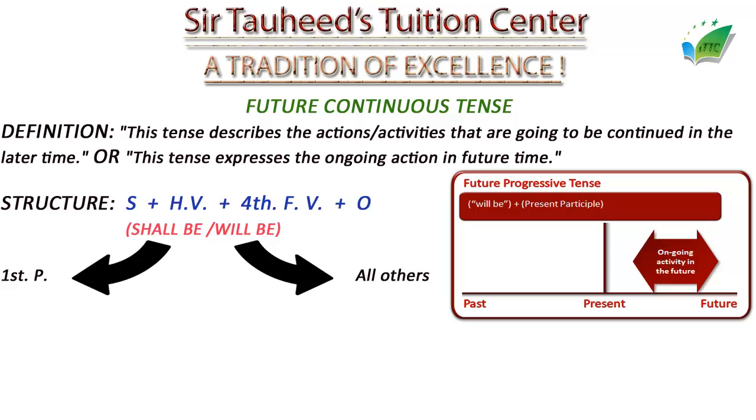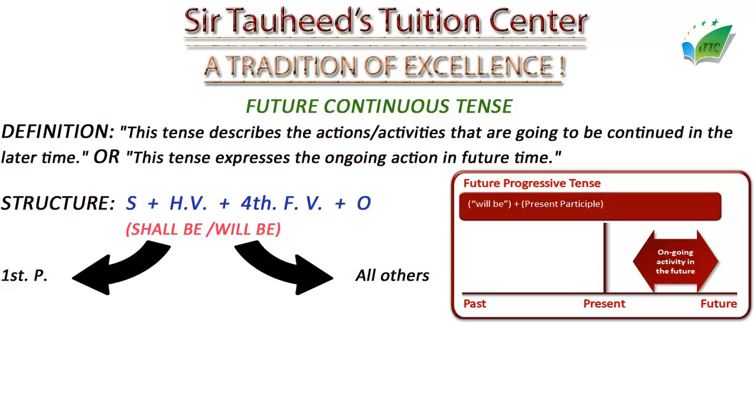Now let's have a look at its structure, which has around 4 elements. The first element of the structure is subject, which is the doer of anything. The second element is helping verb. Here we use 2 helping verbs. One is shall be and the second one is will be. So we'll use any one of them.